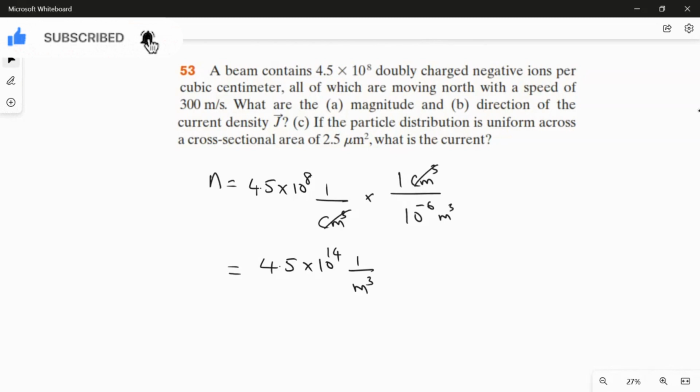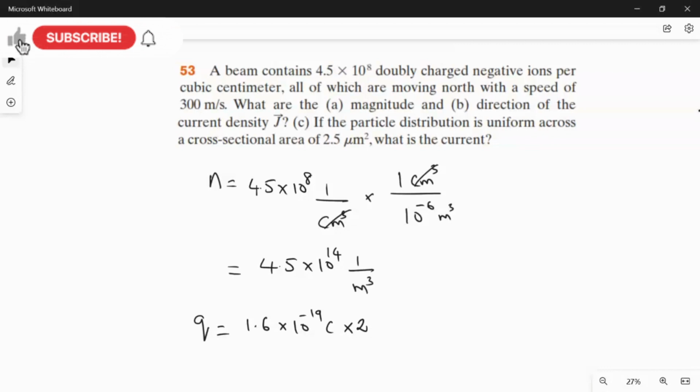Now, the most important thing, they clearly mention it is doubly charged. So what is the value of the charge? As we already know, the value of the charge Q is equal to 1.6 × 10^-19 coulomb, but they mention this is doubly charged. That means we have to multiply this number by 2. By that, the charge takes the value of 3.2 × 10^-19 coulomb.